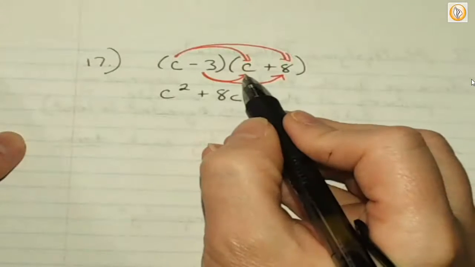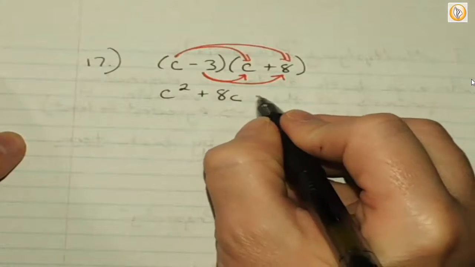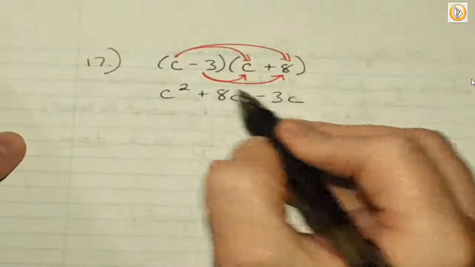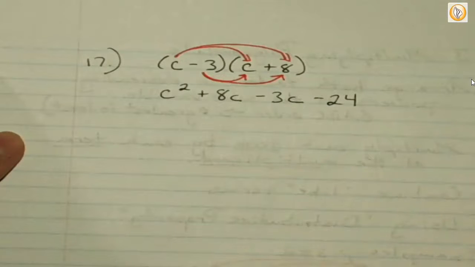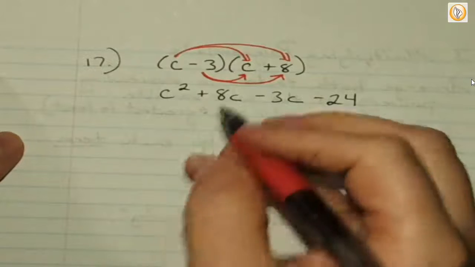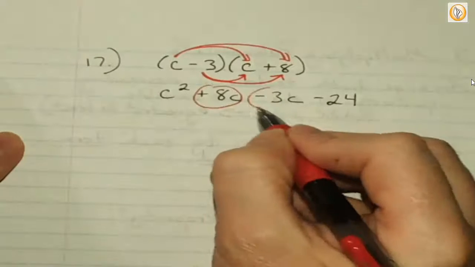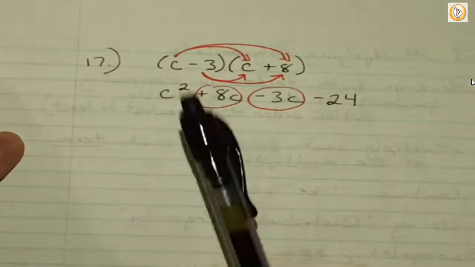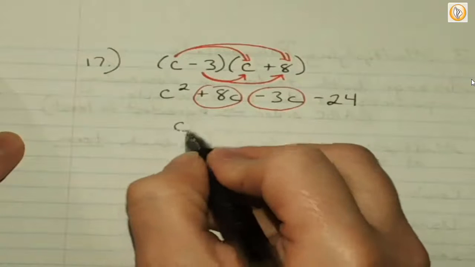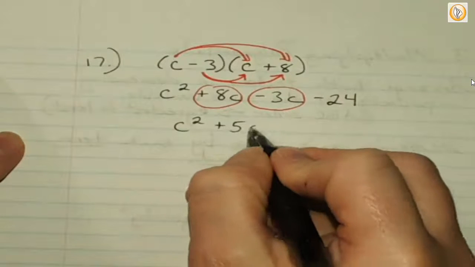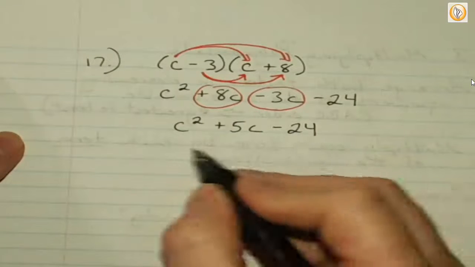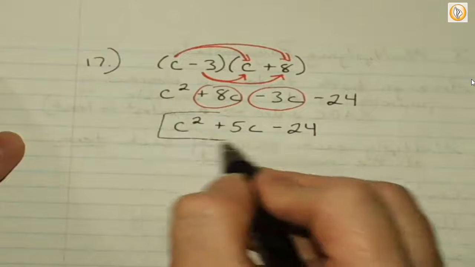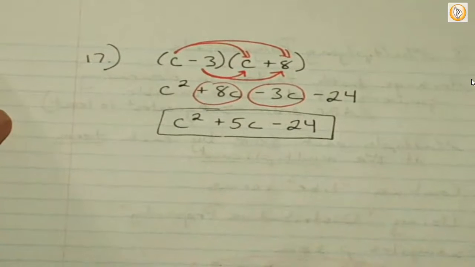So, Taylor, negative 3 times c is? Negative 3c. And Aiden, negative 3 times 8? Negative 24. Michael, is there anything I can combine? Yes. What? The 8c and the negative 3c. And Cecilia, what does 8c and negative 3c give me? I'll just follow suit. Is that in descending order, guys? Nothing else to combine, so there's my answer. Any questions?